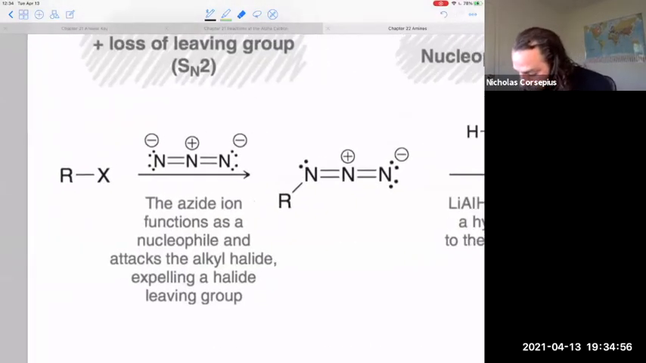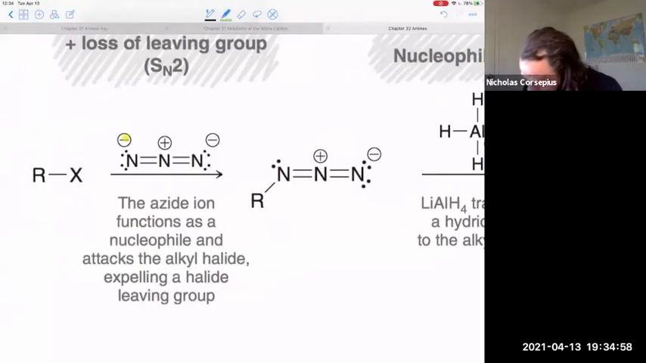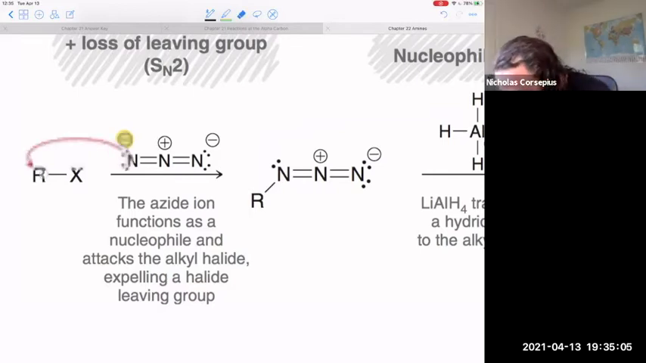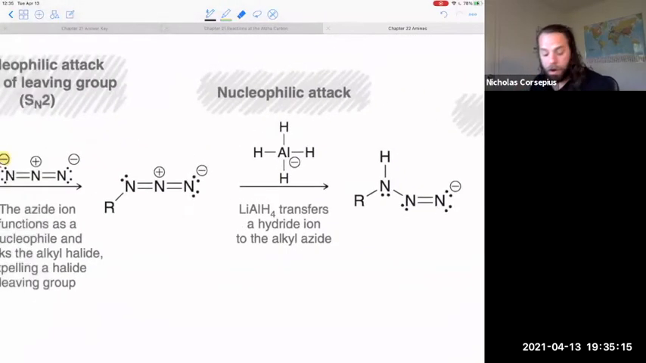So again, I have my azide molecule. Notice that I have this net negative charge on this end. So this end is going to act as my nucleophile, attacking that electrophilic alkyl halide carbon, and that's going to kick off that good leaving group. So now I'm at this second step here where I have my azide on my alkyl chain.